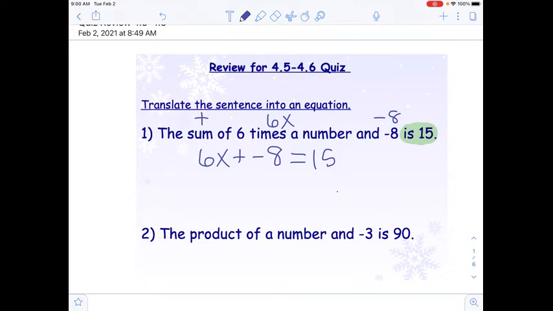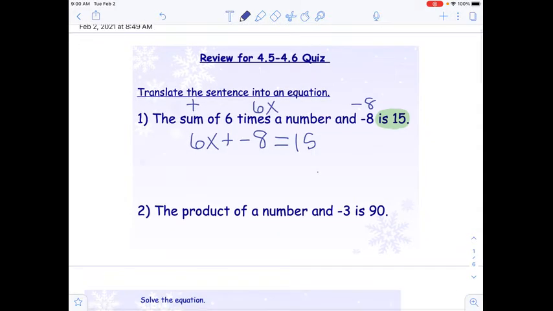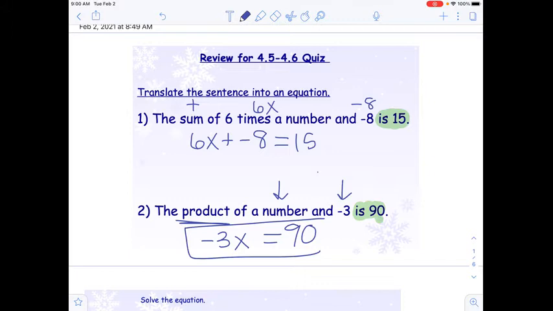Number 2 says the product of a number and -3 is 90. So again, we have "is" 90. So I'm going to set my equation equal to 90. And here we have the product of a number and -3. Product is multiplication. So instead of writing x times -3, I'm going to write this as -3 times x. So -3x.